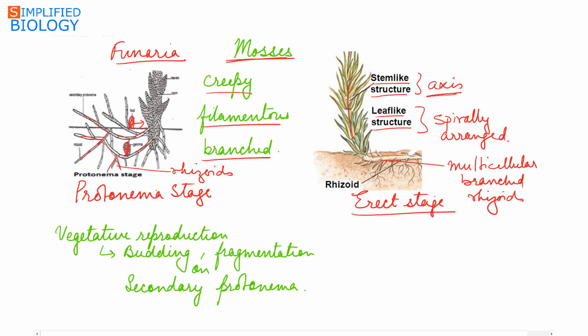Vegetative reproduction in mosses occurs by budding, meaning the buds developing on the protonema. When they get separated, they divide to form the new plant, and even by fragmentation of the secondary protonema. Secondary protonema develops from parts other than the spore.